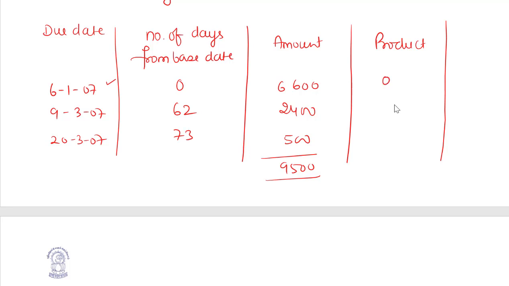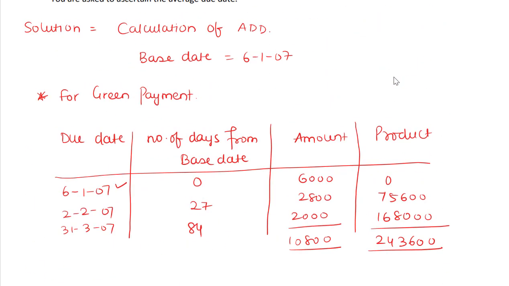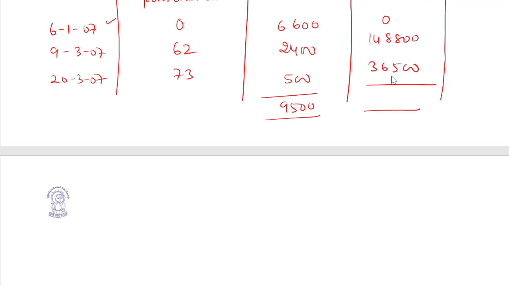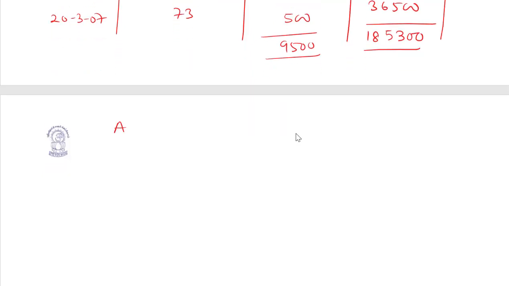Product: 0, 1488,00, 365,00, 185,300. Average due date equals base date.